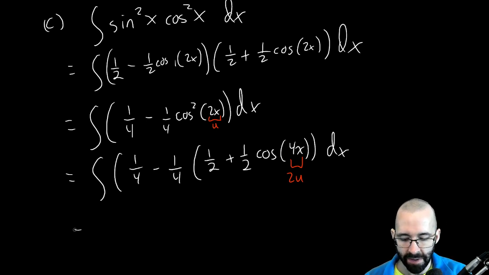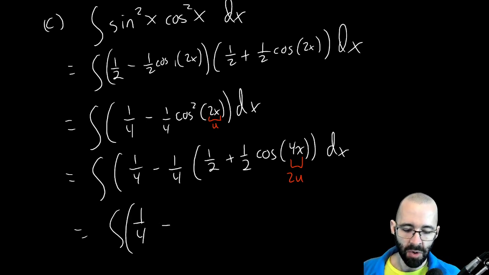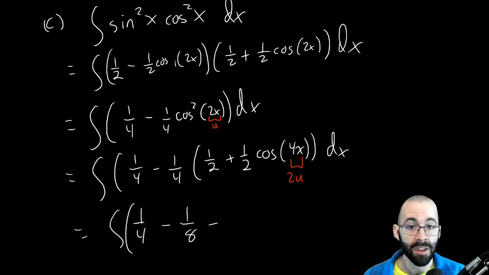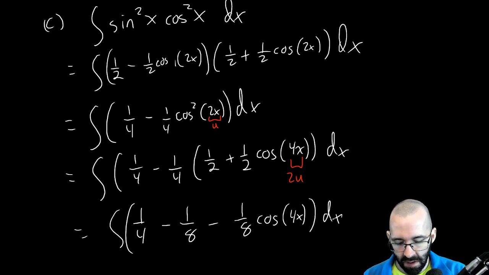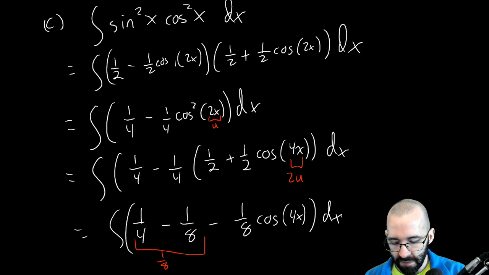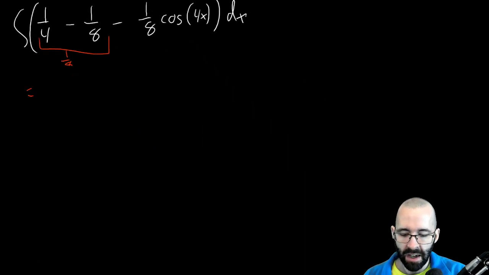Now we clean things up and we've done all the hard part. Distribute that 1/4, we get 1/4 minus 1/8. Distribute the negative: 1/4 minus 1/8 cosine of 4x. And again, 1/4 minus 1/8, that's 2/8 minus 1/8, that's 1/8. So this, we can anti-differentiate. We get 1/8 x.